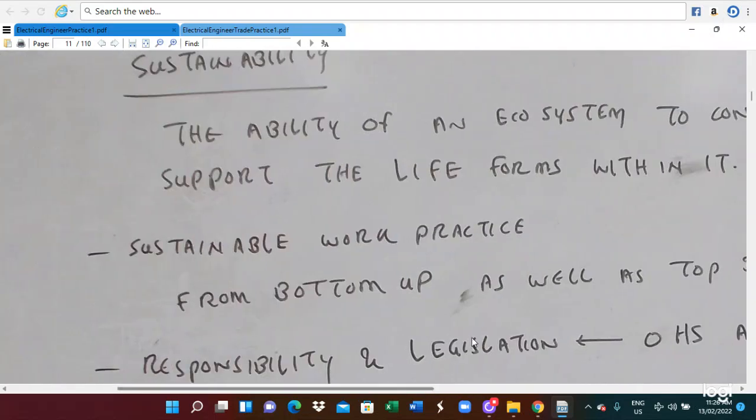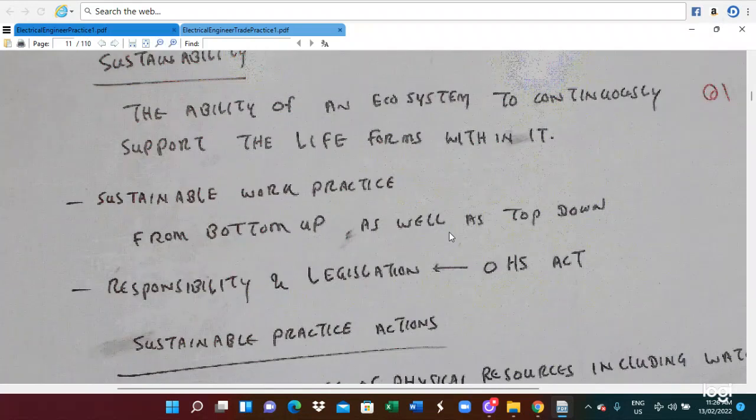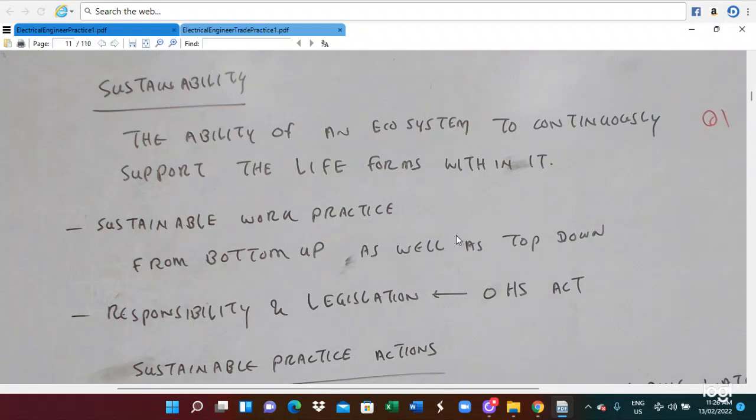Then we can talk about the sustainability. Sustainability of the ecosystem: the ability of the ecosystem to continuously support the life and life forms within it. This means that we have to be aware of this renewable energy aspect. When in the air there are enormous dangerous gases, they can damage the environment. Therefore, we have to use appropriate emission control, and appropriate waste removal is also an important aspect. This is related to the sustainability.